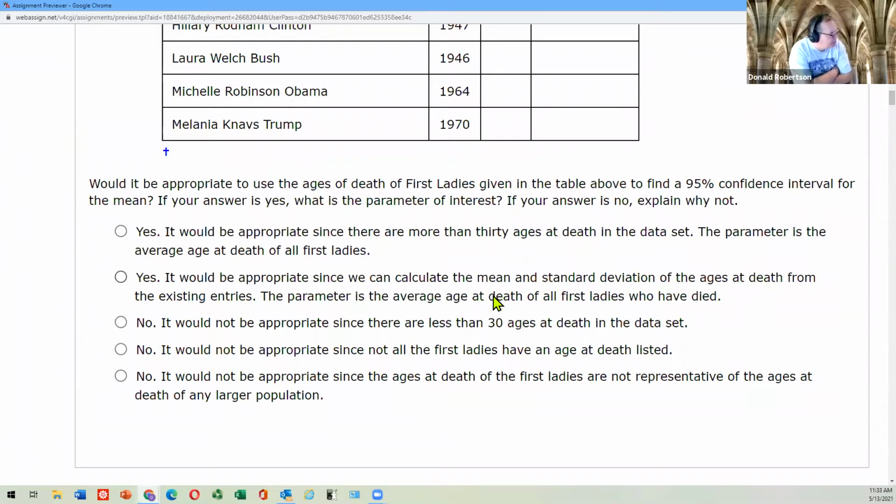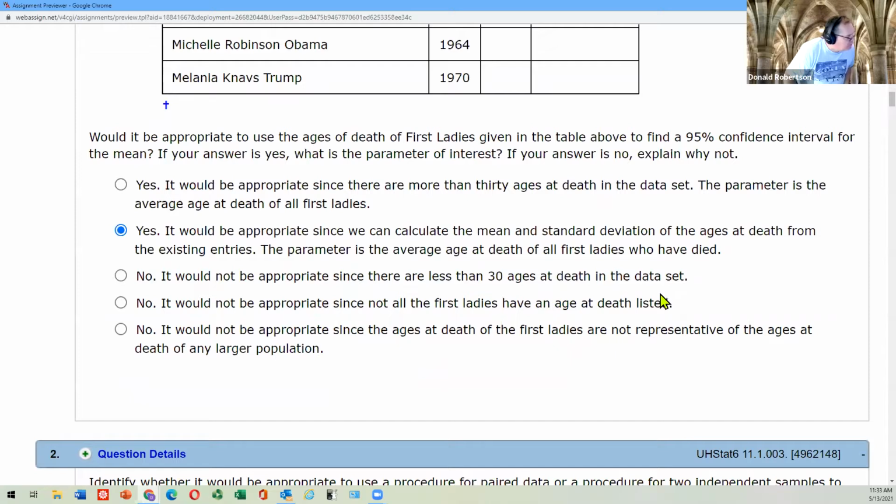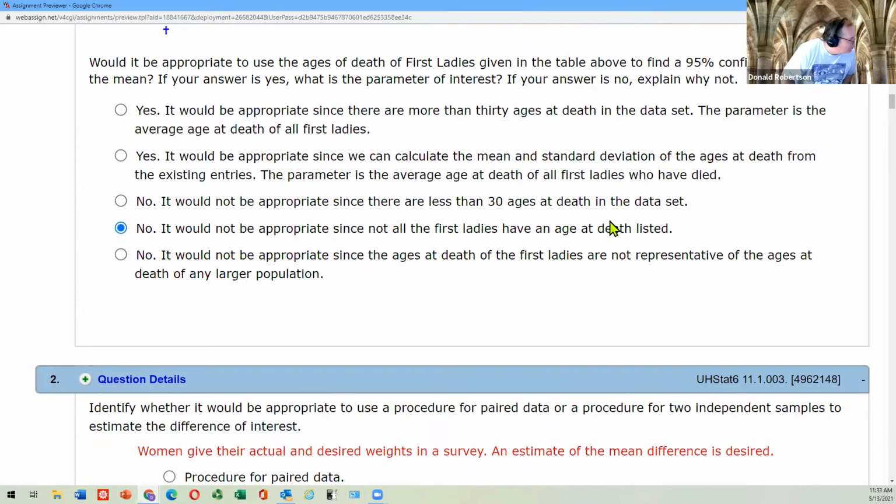Yes, it would be appropriate since there are more than 30. Well, that's true, there is more than 30. Yes, it would be appropriate since we can calculate mean and standard deviation. And the parameter is the average age of death of all first ladies who have died. Okay. This is a single sample. There we go, found the answer. Some of them haven't died yet. So until that happens, you haven't got a complete data set. So that's the one I'm going for.